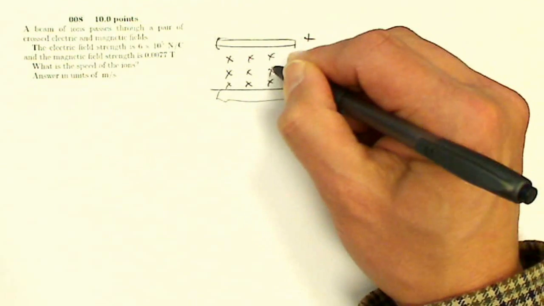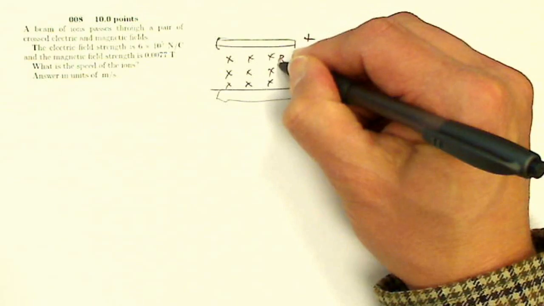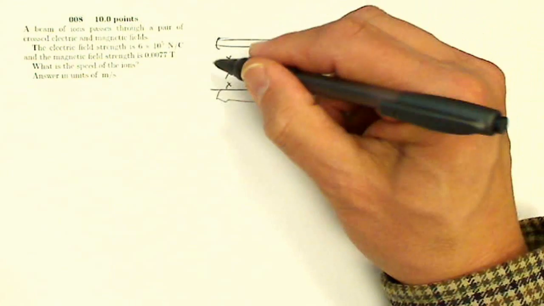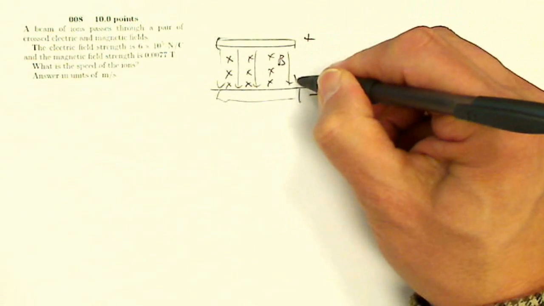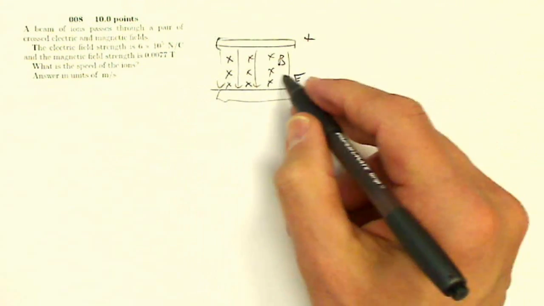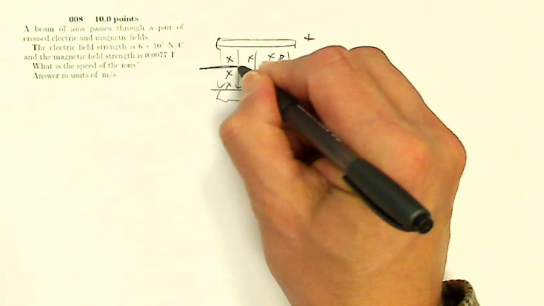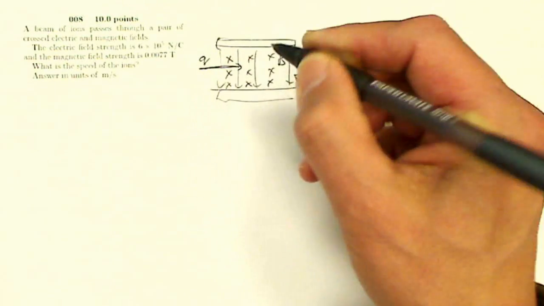So here's my magnetic field. X is going away from us, so this is my B field. But I also have an E field going from positive to negative. So these arrows are my E field. Now what happens when I have a charge coming through at some speed, so I've got some Q coming through.